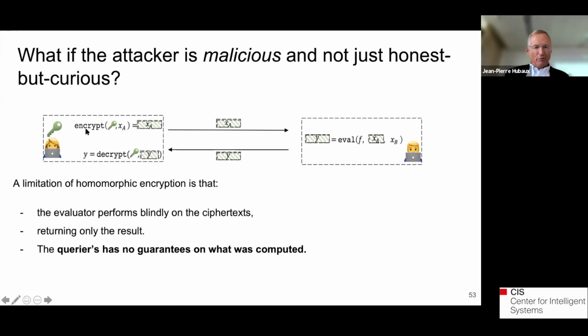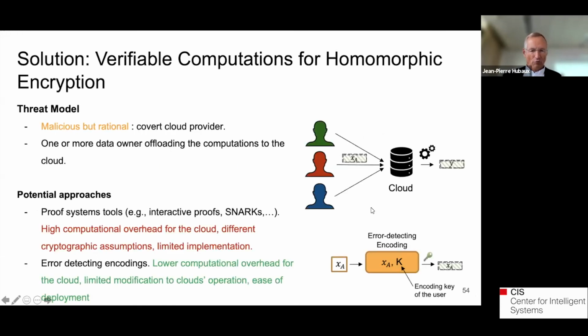If we go back to the homomorphic encryption scheme, the limitation is that the evaluator performs blindly on the ciphertext, which means the querier has no guarantee on the correctness of the results. So a malicious stakeholder here could actually alter the result itself. Now, this is a dimension that we haven't considered to be relevant in the case of medical data, but it might be in other cases. If this is the case, then there are solutions as well that are based on proof systems or on error detecting encoding. But this is still work in progress for which we don't have a publication yet.